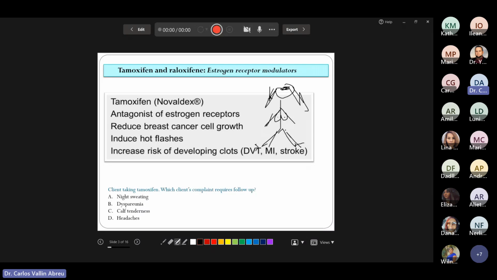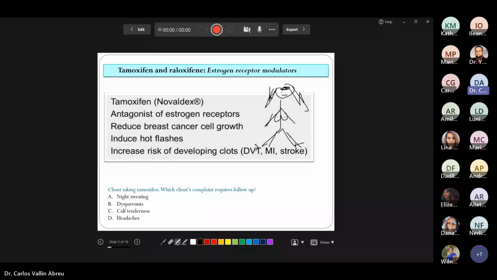That's why women are different from men. You see, the skin of a woman is different from the skin of a man. The hair of a woman is different from the hair of a man. Of course, let's not talk about the breast and whatever. So you have estrogen receptors all over your body.